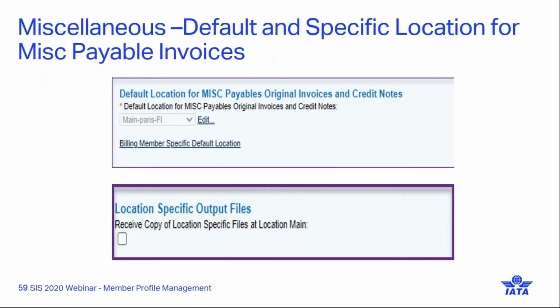Another specific for miscellaneous is the default and specific location for miscellaneous payable invoices. The first one, the default location for miscellaneous payable original invoices and credit notes, allows you to define a default location ID for miscellaneous payable original invoices and credit notes per billing member, and as you can see, per location. By clicking on the billing member specific default location, you will see this option. Additionally, you can choose to have location-specific output files. This will give you the opportunity to receive a copy of output files of a specific location under your main location ID for better control of your files.